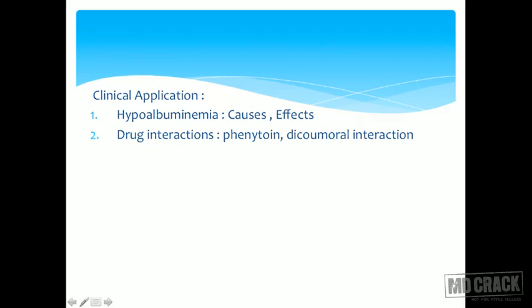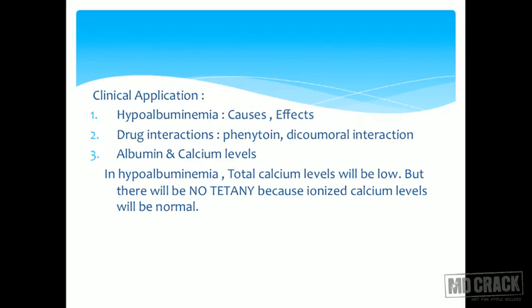Now, one important thing about this is the drug interactions that can take place depending on the albumin levels. Phenytoin and dicumarol are two important drugs which can interact. Their interaction depends upon the albumin level. Albumin also has an important role in calcium metabolism. What I would like to say is, if you get a total calcium level that is low, it might be because of various different reasons.